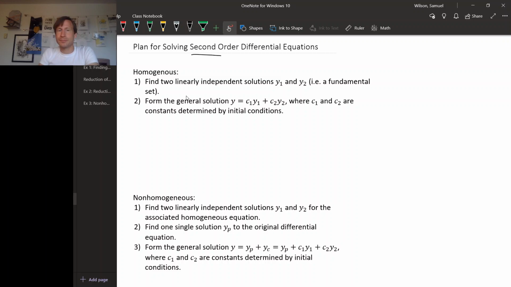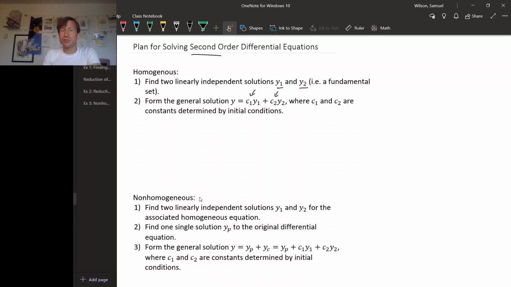So for a homogeneous equation, if we can just find two linearly independent solutions, y1 and y2, that form a fundamental set, then we can just write down the general solution, which is c1y1 plus c2y2. So we just have these arbitrary constants that combine our fundamental set of solutions. And these constants in general are going to be determined by any initial conditions we happen to have.